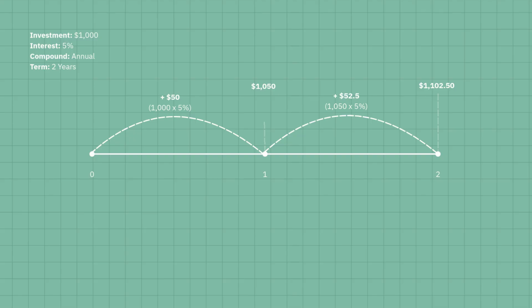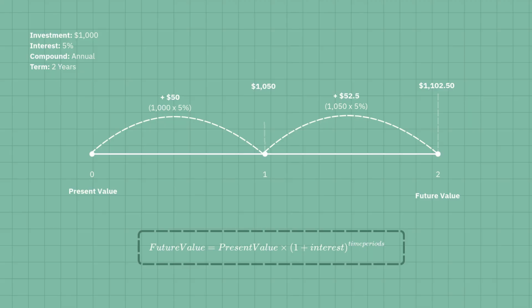To generalize this relationship, we introduce a few key terms that you'll use throughout the course. Today is time zero. The amount you invest today is called the present value. The interest rate, also known as the discount rate, applies to each time period. The value of the investment at a future point in time is called the future value. The relationship between these is straightforward. The future value equals the present value multiplied by a future value factor. That factor is 1 plus the interest rate, raised to the power of the number of time periods.